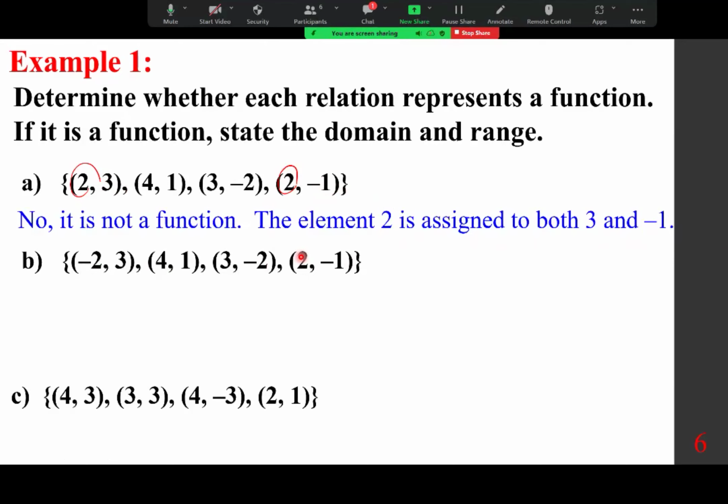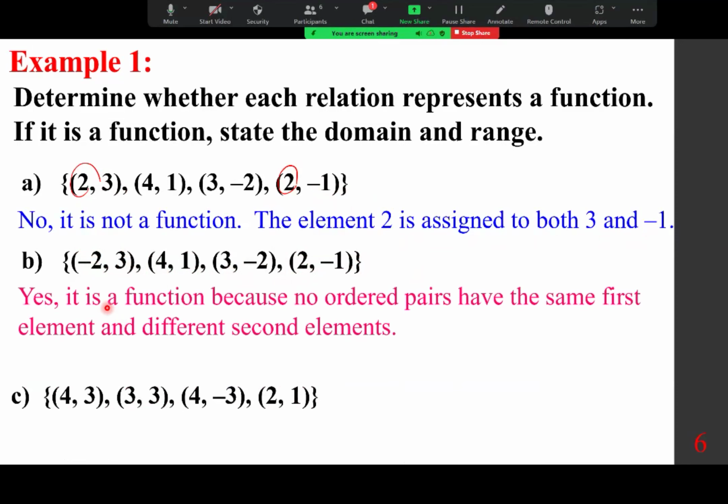What about this one? Basically, you look at the x coordinates to make sure they are not repeating. So this is negative 2, 3, 4, 1, 3, negative 2, 2, negative 1. You look at the first elements, the x coordinates: negative 2, 4, 3, 2. They are not repeating. Therefore, it does represent a function. So yes, it is a function because no ordered pairs have the same first element and different second elements.